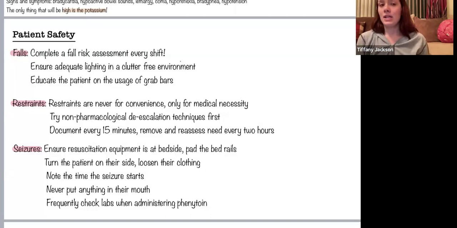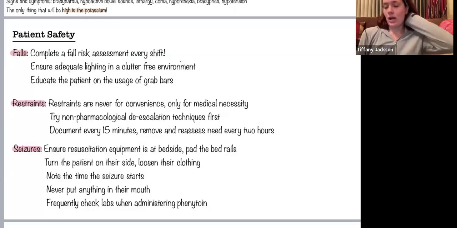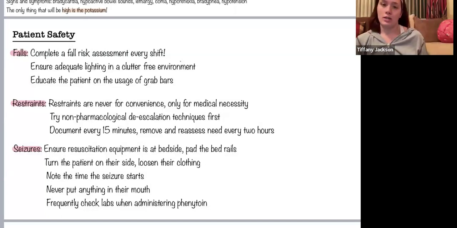And a big medication we give to patients with seizures is phenytoin. So we really need to make sure we are checking frequent labs. We never, ever, ever put anything in their mouth. And then after the seizure has run its course, we're going to want to check their blood sugar and then give them some oxygen.